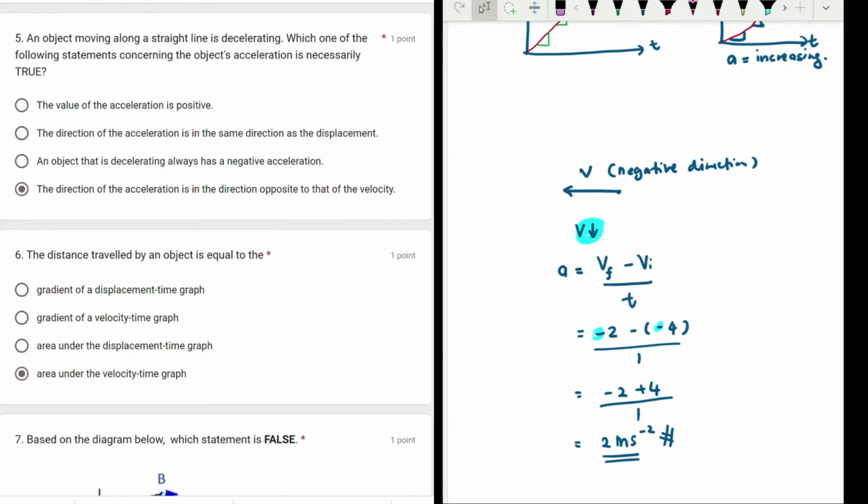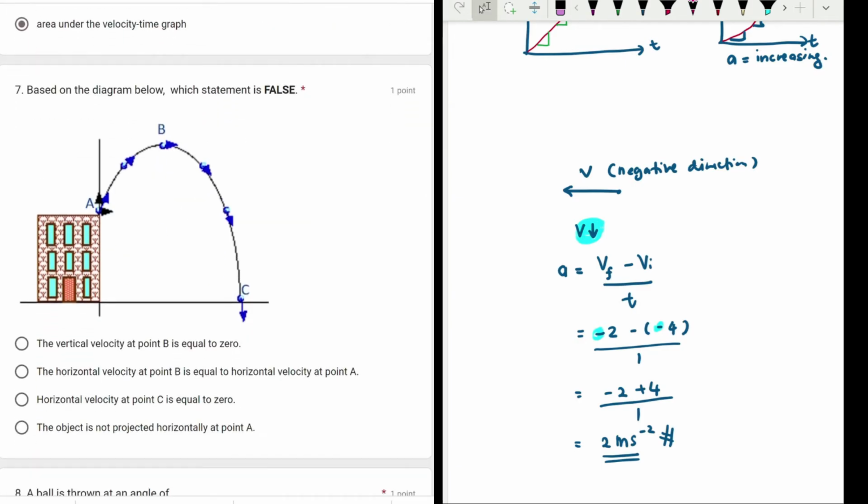Alright. So next, question 7. Alright. So here we have a diagram here. So based on the diagram below, which statement is false? Okay, so dia nak false statement. Alright, so we have A, B, C. So this is a projectile motion where the object is projected at an angle of theta.